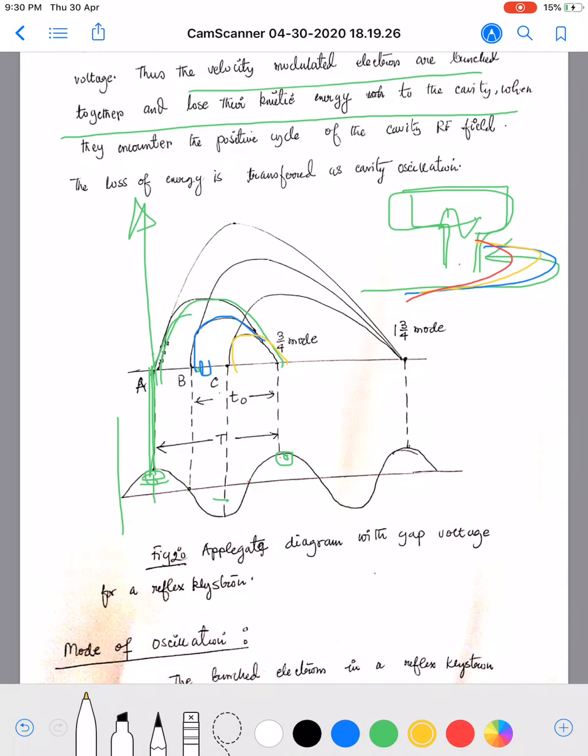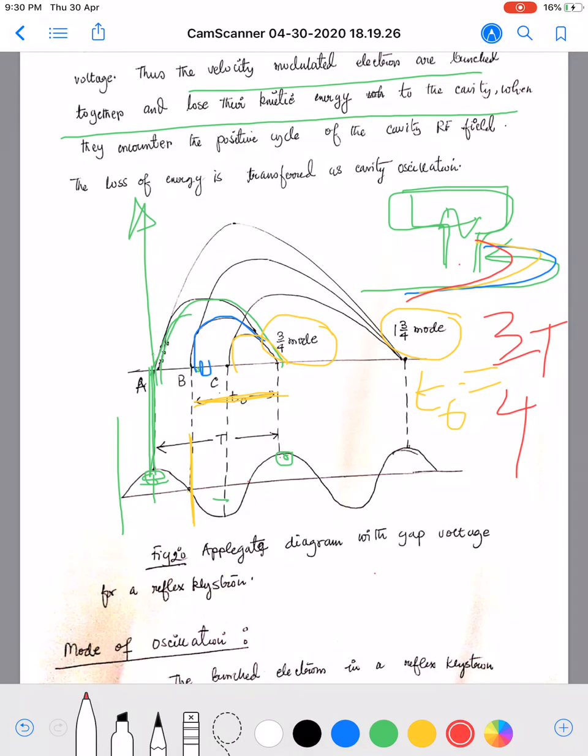Now this is called the 3/4 mode, and the next mode is the 1 and 3/4 mode. Why is it called a 3/4 mode? Because this phase is 3/4 of 2 pi. The phase is calculated from the point of the reference electron. This is very important. So T0 is equal to 3/4 of the capital T. That's why it is called a 3/4 mode.